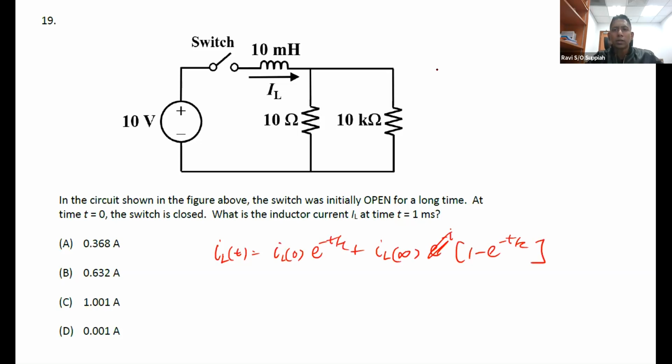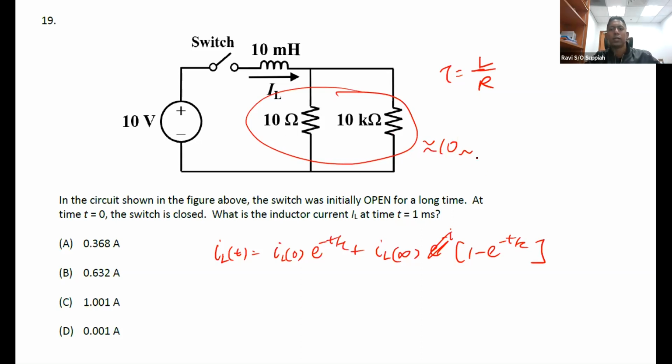All right, so what is tau? Tau in this case is L by R, and we know that this has to be RL in series. Now if you look at it, it's 10 ohm and 10 kilo ohm, and we know that this effectively approximates to 10 ohm. So even if you use 10 ohm in the calculation, you will still get the correct answer, since the final resistance is close to 10 ohm. So the tau is given as 10 millihenry divided by 10 ohm, which will be 1 millisecond.